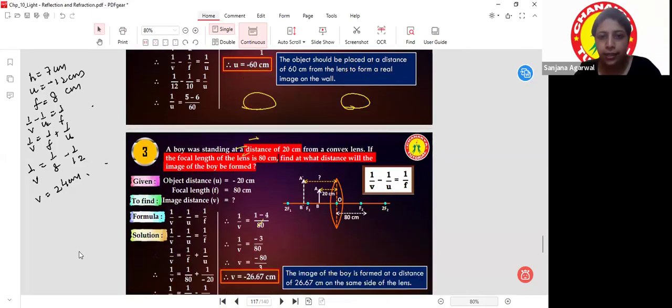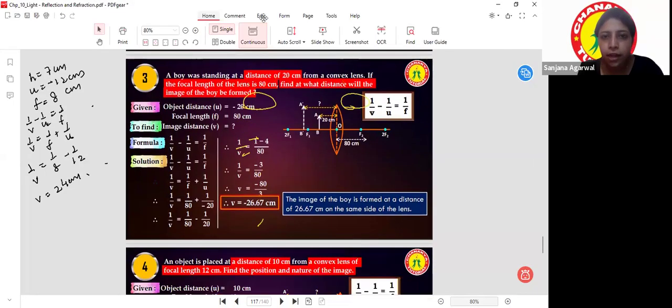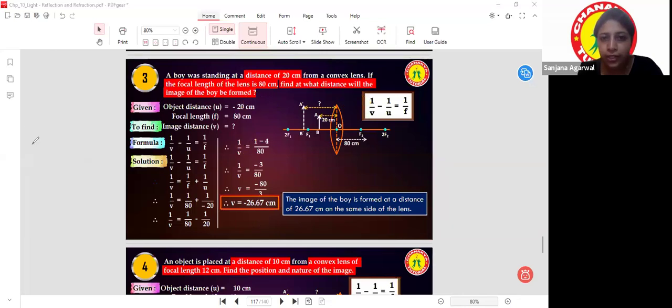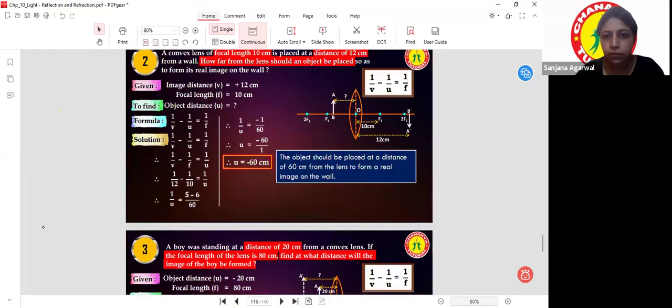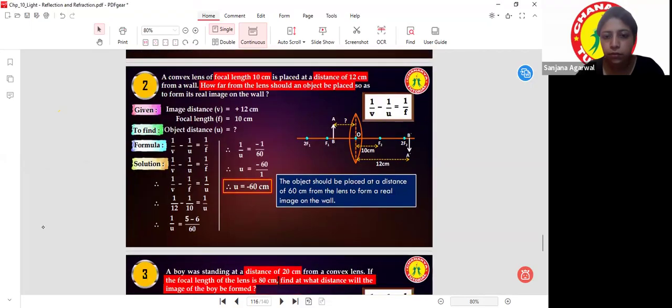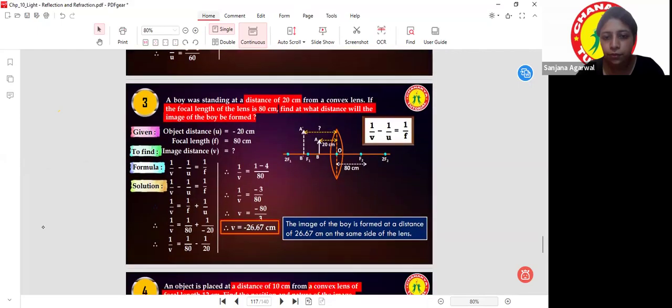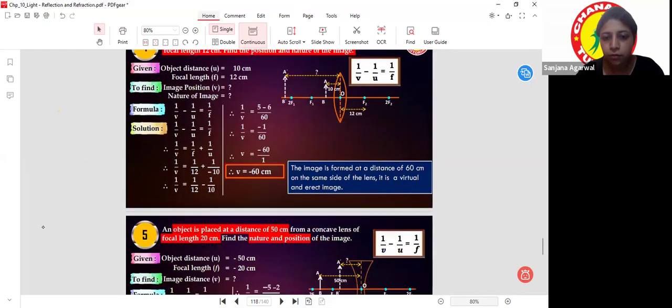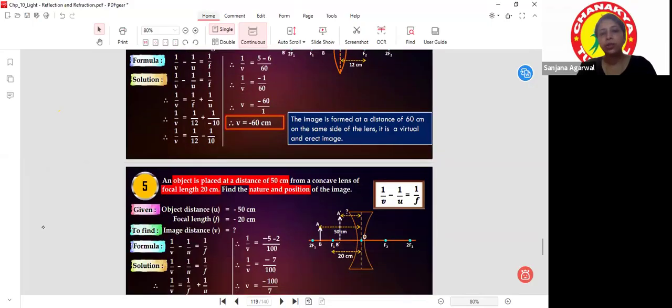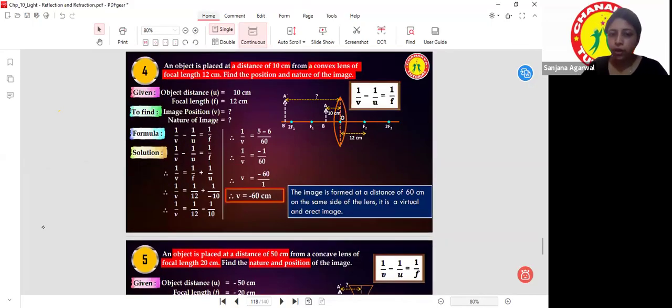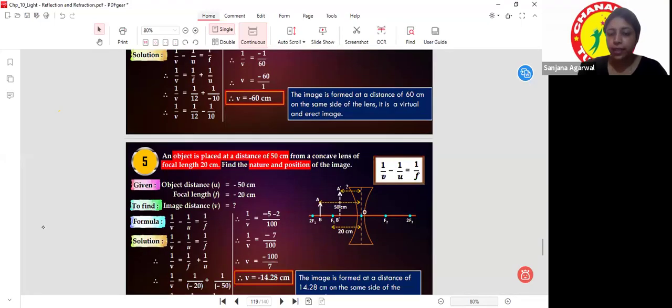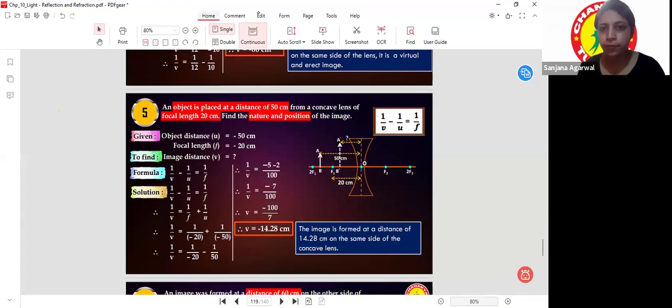Next, let us solve one question from the concave lens. A boy was standing at a distance of 20 centimeter from a convex lens. Oh, this is of a convex lens again. Just a moment, children. Children, third and fourth question, you can take a pause and solve. I want one question of a concave lens to be explained here.